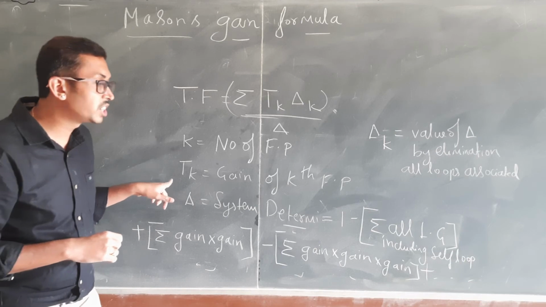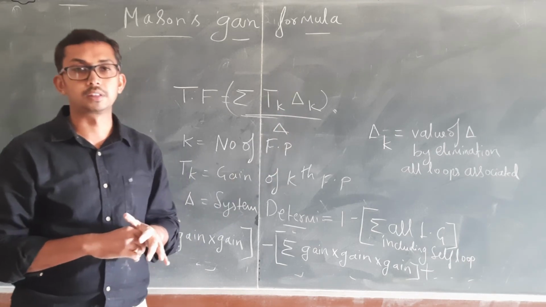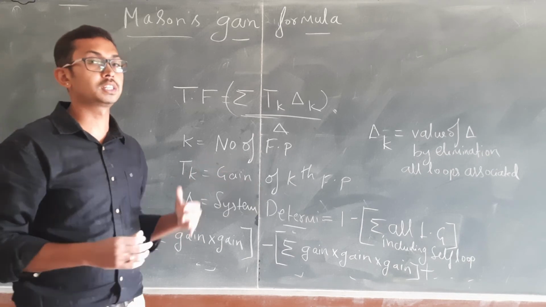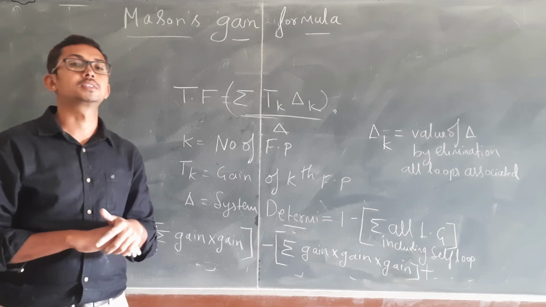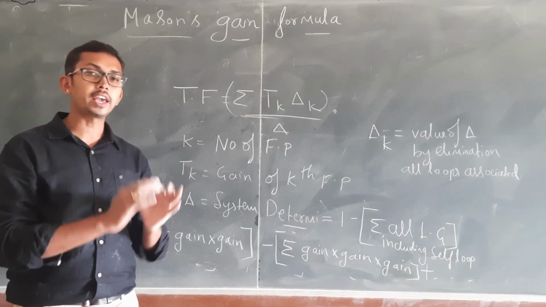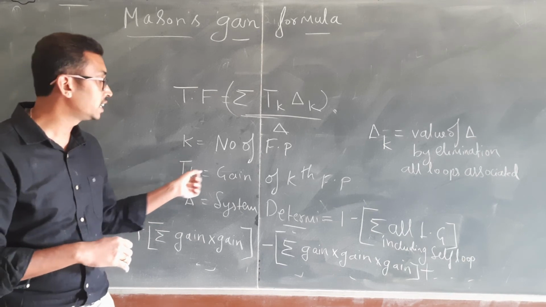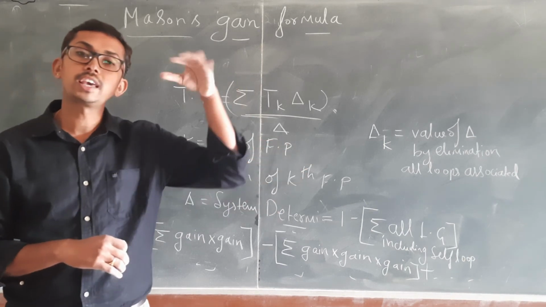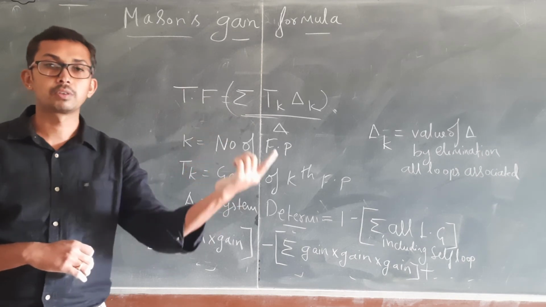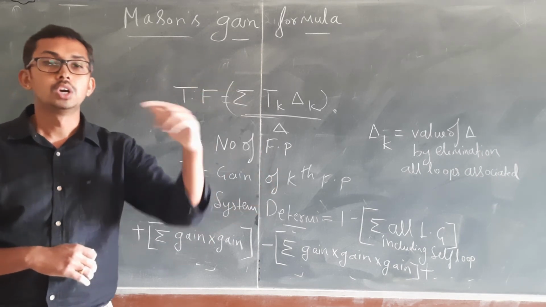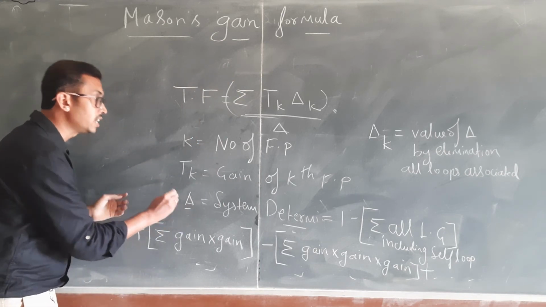Next, what is the meaning of Tk? It means gain of the kth forward path. So there will be different forward paths. In the previous example, we have seen there are 4 forward paths. So what is the gain of each forward path? That we are going to call Tk, the gain of the kth forward path. So what is the gain of forward path number 1, forward path number 2, forward path number 3, like that.